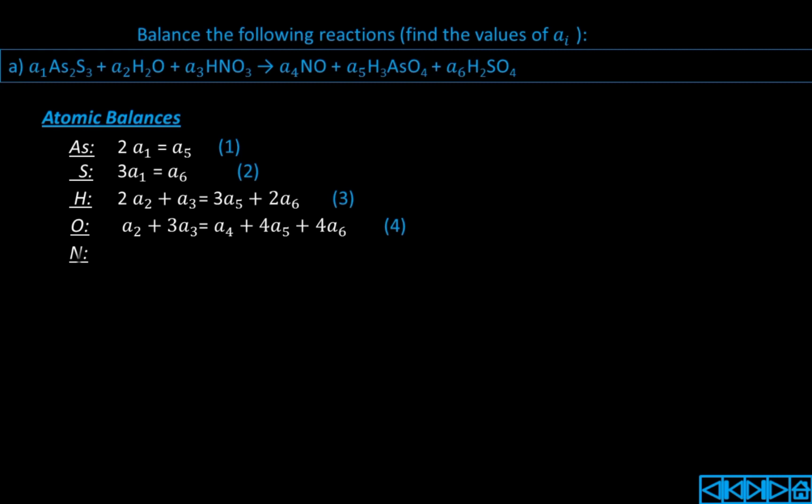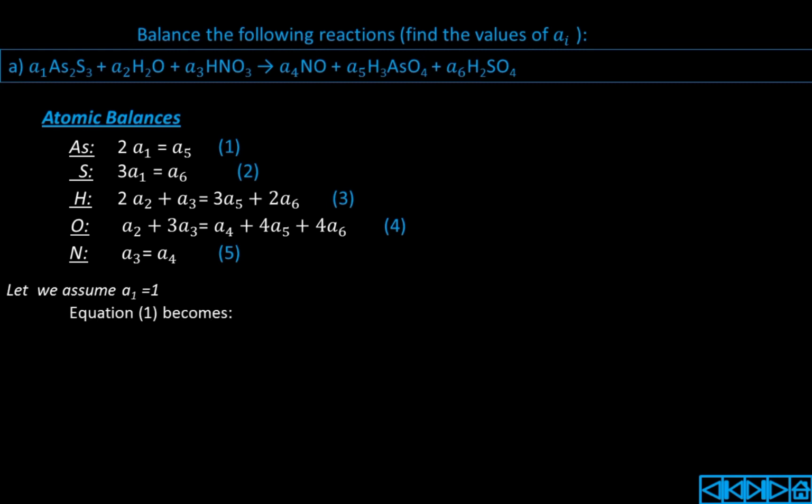Now the last turn is for nitrogen, and we have just one nitrogen atom in the A3, and furthermore we have one nitrogen atom in the A4, and we have no nitrogen atom elsewhere in the chemical equation. So we have these 5 equations, and now we need to solve these 5 equations, but first we need to fix any of the stoichiometric coefficients. So we use A1 equal to 1.